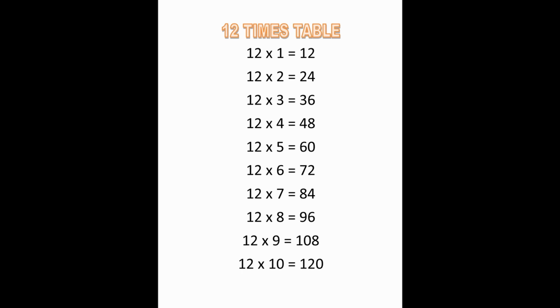12 times table. 12 times 1 is equal to 12. 12 times 2 is equal to 24. 12 times 3 is equal to 36. 12 times 4 is equal to 48. 12 times 5 is equal to 60. 12 times 6 is equal to 72.